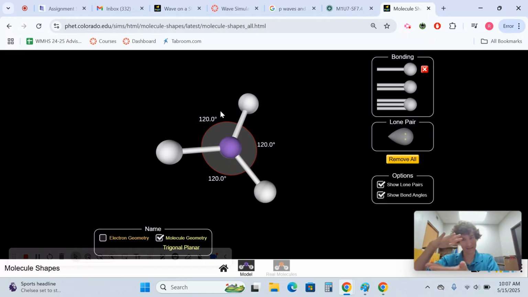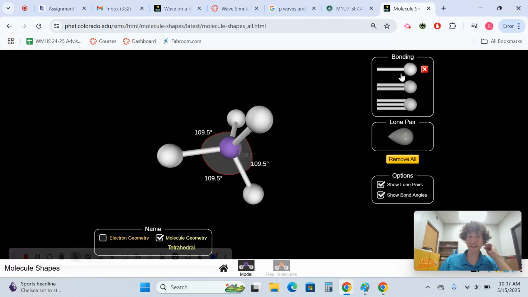Obviously the atom has thickness. It is three-dimensional, but it doesn't appear to be like this. It's not sticking out up or down, if that makes any sense. So if you keep adding stuff, you'll see that they change. Put a fourth one on, and now we have what's called a tetrahedron.